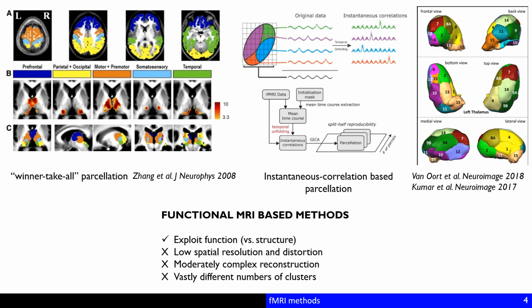Functional MRI methods exploit function instead of structure. However, they suffer from low spatial resolution and distortion of the underlying EPI acquisition. The reconstruction is moderately complex, and they can produce vastly different numbers of clusters. On the left-hand side, there are 6 or 7 clusters. On the right-hand side, there are 20 or so clusters.